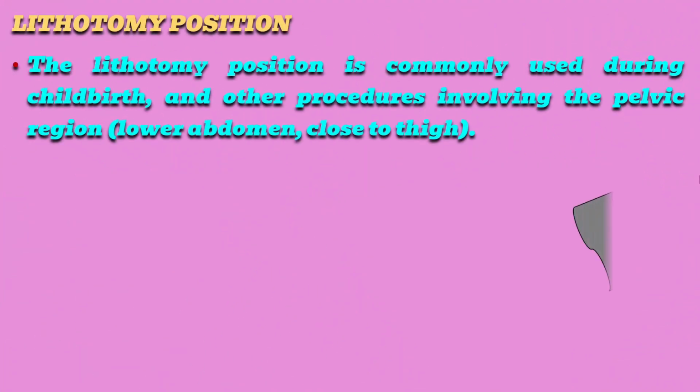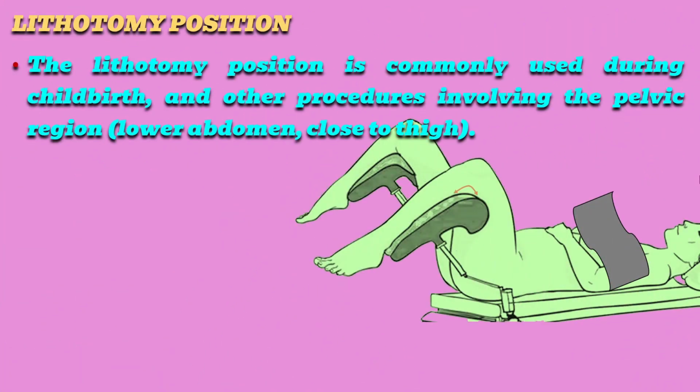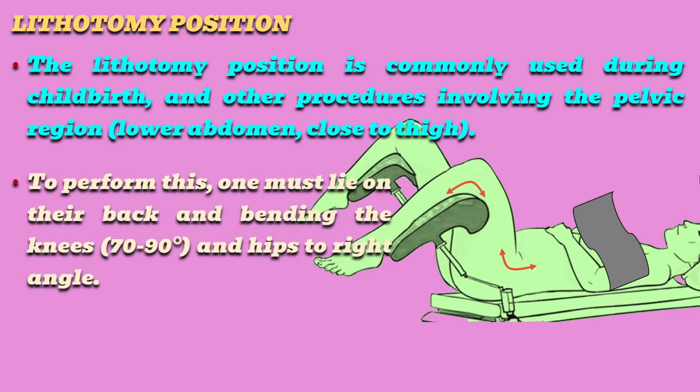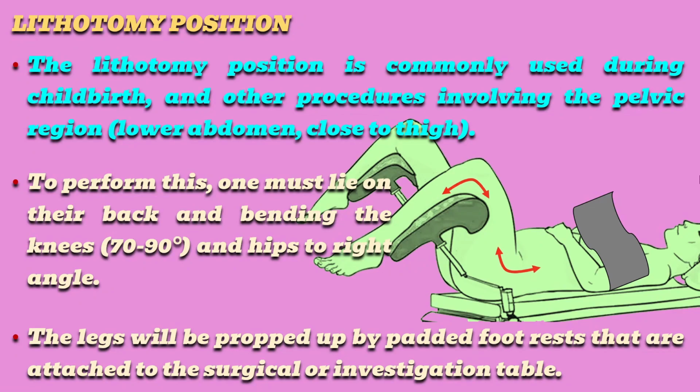At last, what is the lithotomy position? The lithotomy position is commonly used during childbirth and other procedures involving the pelvic region. To perform this, one must lie on their back, bending the knees to 70 to 90 degrees, and hips to a right angle. The legs will be propped up by padded footrests that are attached to the surgical or investigation table.